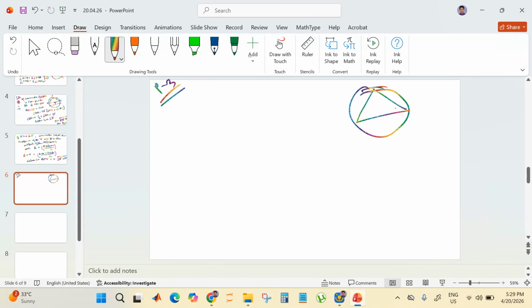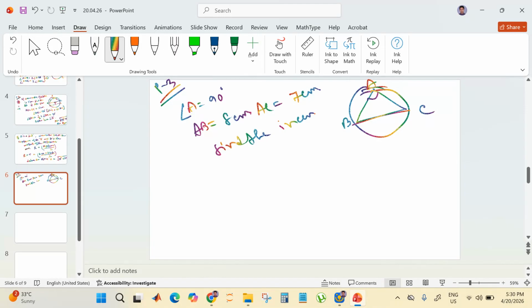Suppose a right angle triangle, right angled at A. So angle A equals 90 degrees is given, and AB equals 8 centimeter is given, and AC equals 7 centimeter is given. Find the incenter. That means you have to find the incenter using this theory actually.